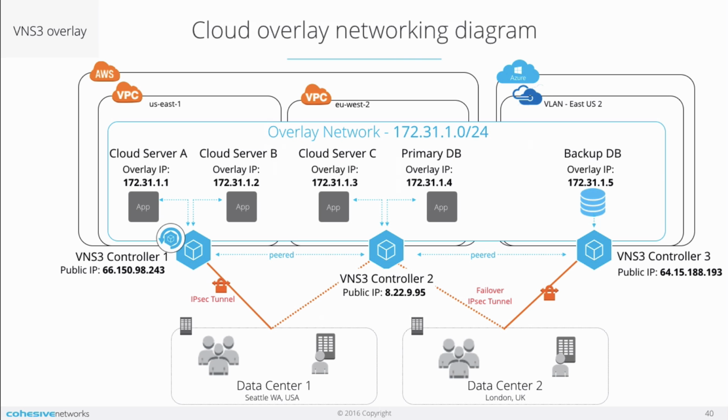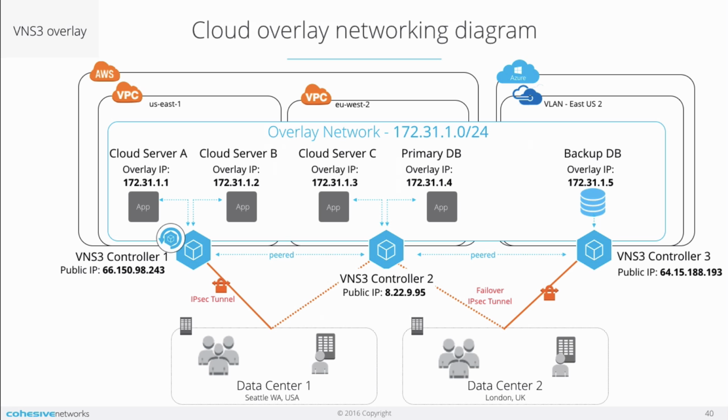Now let's add some complexity. Here's a cloud overlay networking diagram. We also jokingly call this our sexy diagram because it is pretty complicated, but we like to show off all the things that you can do with VNS3, even in this small screen. Here we've got a single overlay network built across Amazon with 2 VPC regions and an Azure VLAN.